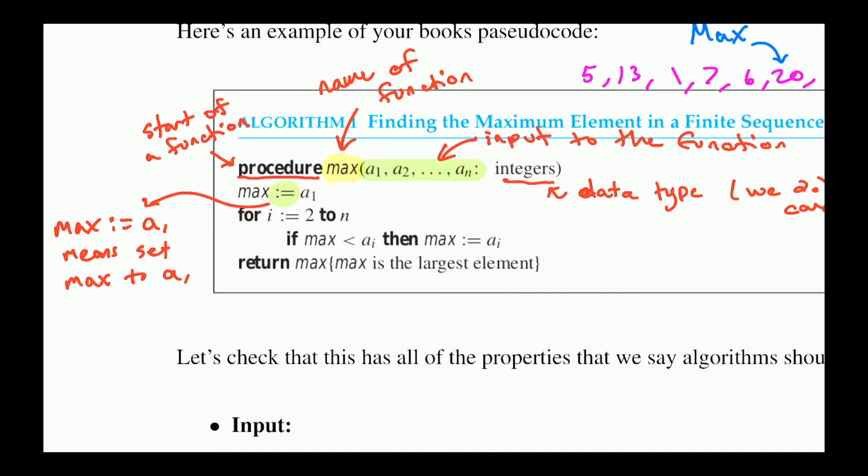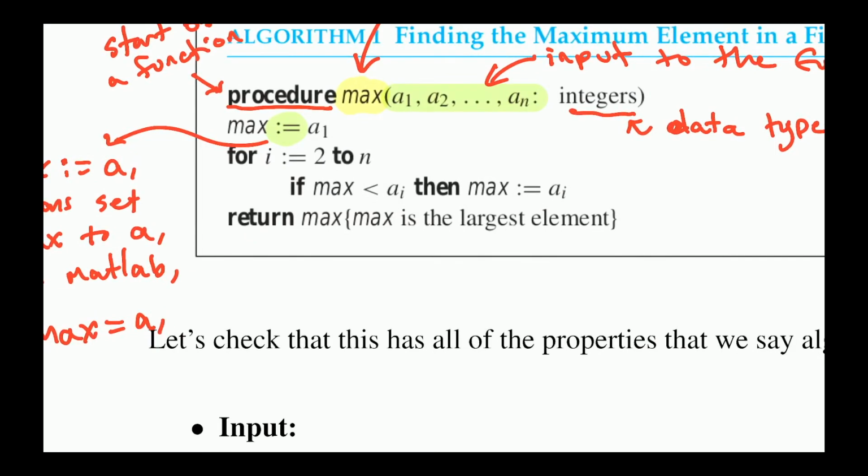So in a programming language, that's usually equals. So in Matlab, it's just equals. You would just write max equals A1. Actually, there's no subscripts, but you get the point, right? Equals is the point. Okay, now let's look at the next line.